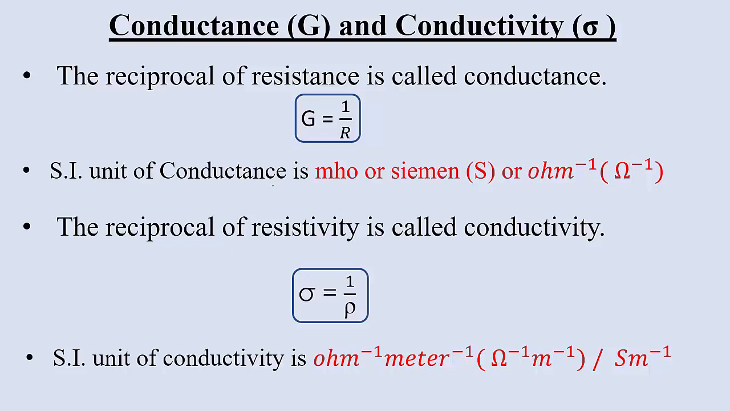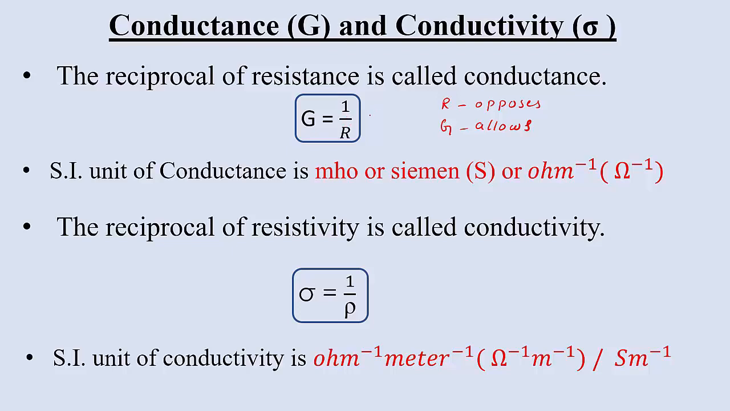So that's why conductance is defined as the reciprocal of resistance. The reciprocal of resistance is called conductance. Conductance is denoted by the symbol G. So G equal to 1 divided by R. Here resistance opposes the flow of electrons, but conductance allows the flow of electrons. So that's why conductance is the reciprocal of resistance and the equation is G equal to 1 by R.